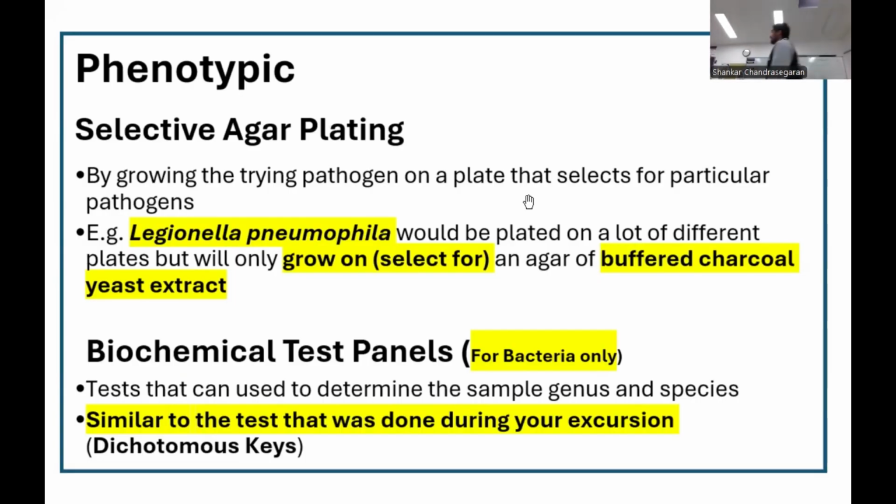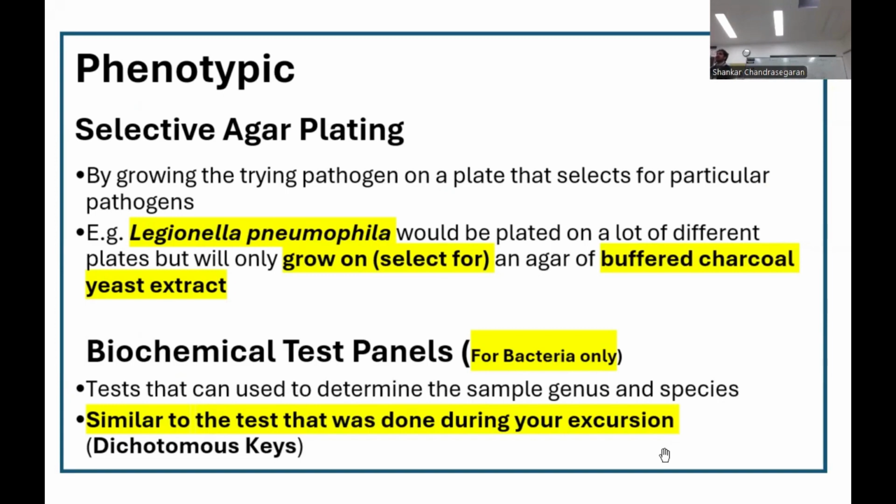All right. Moving on from that is our biochemical test panels, right? And this is specific for bacteria only, where we are going to be asking dichotomous questions that allow us to finally determine the sample's genus and species, right?